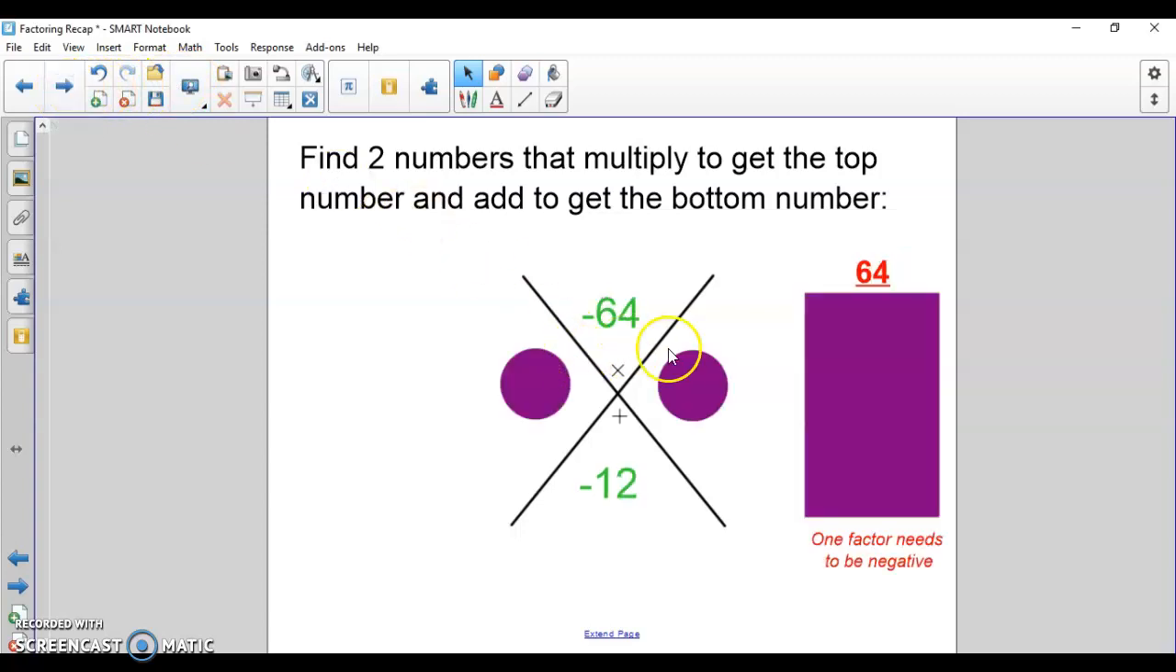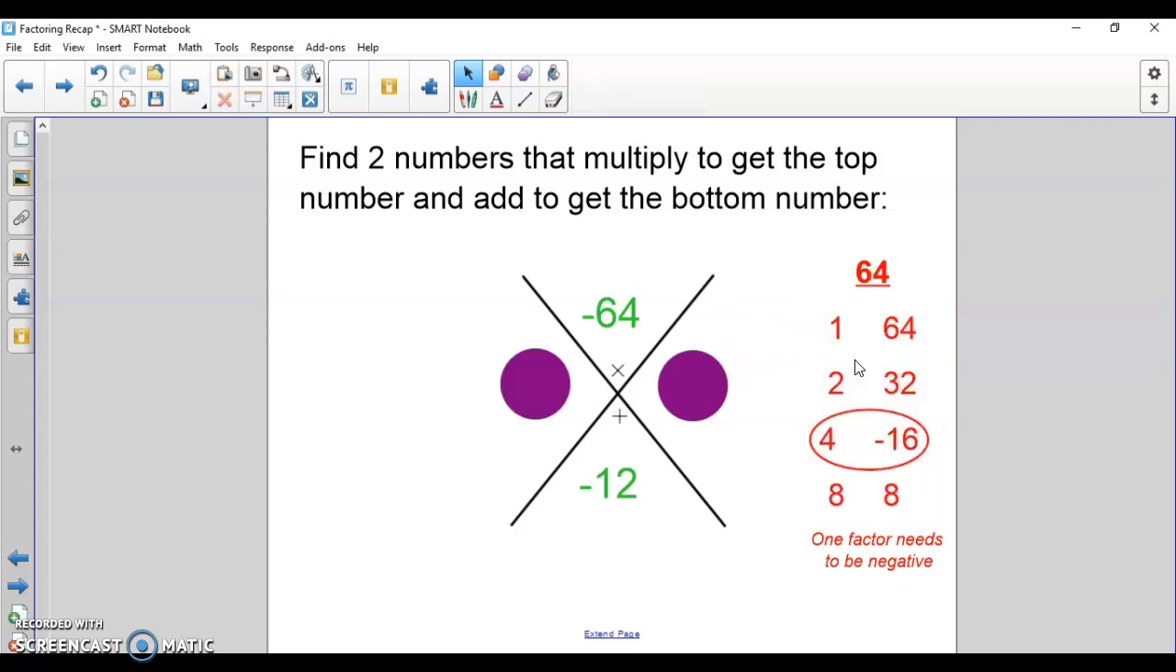Next, back to like the second example, factors of 64 that add up to negative 12. One factor needs to be negative here. Find out it ends up being 4, negative 16. So we got that. So you'll have some of that going on Delta Math. That'll probably be the bigger chunk of it.